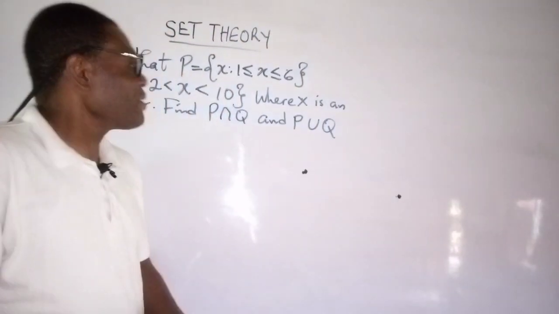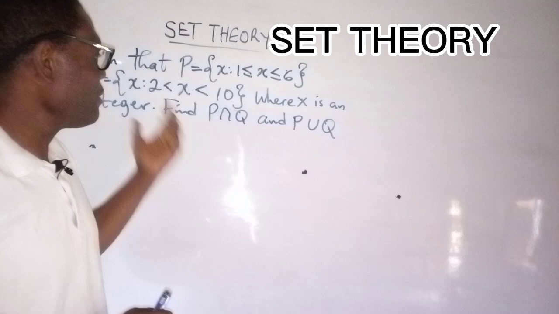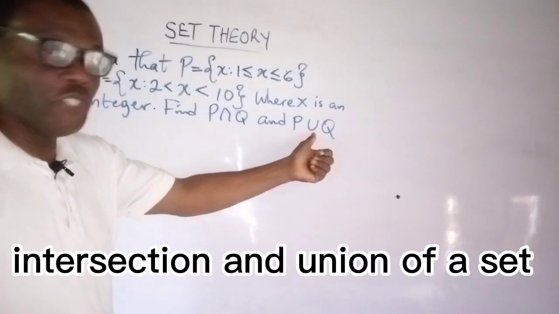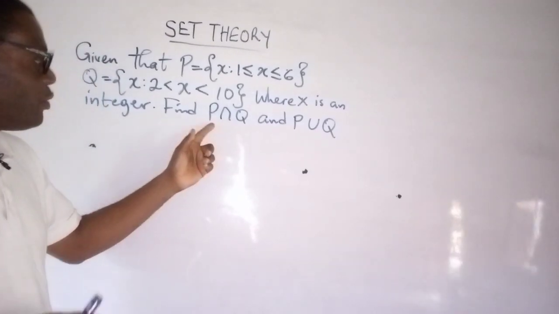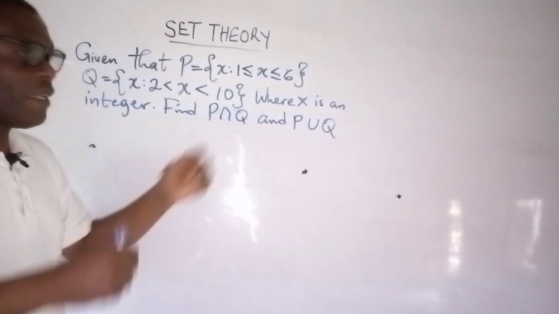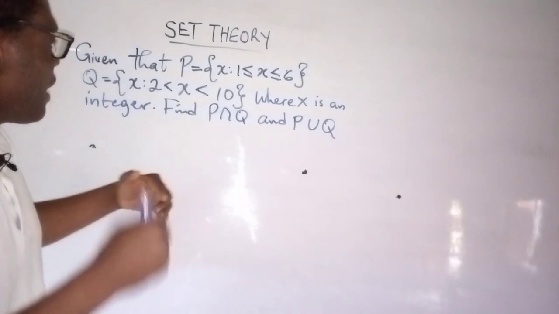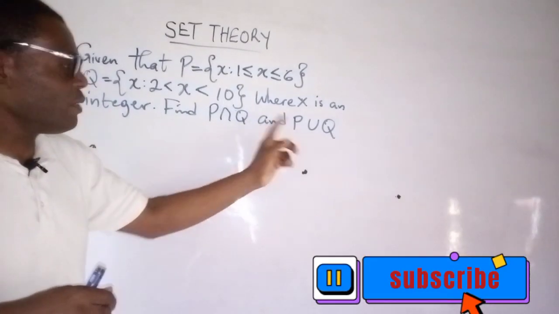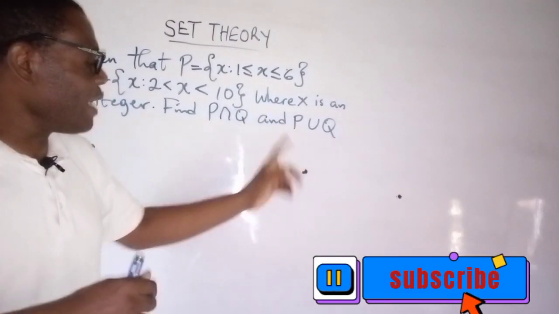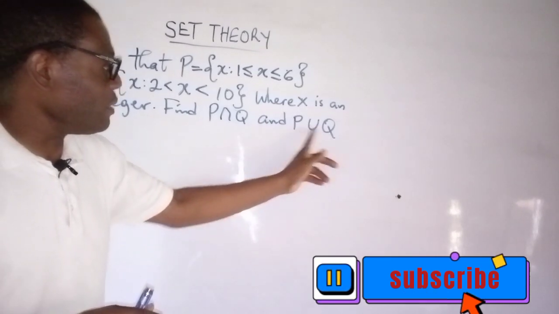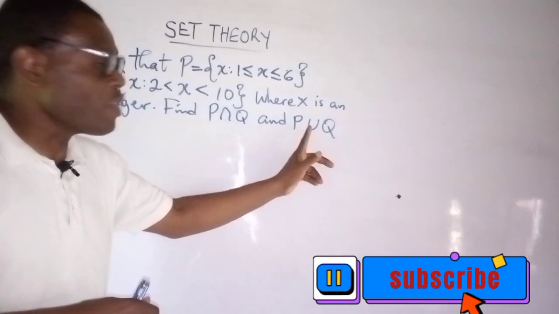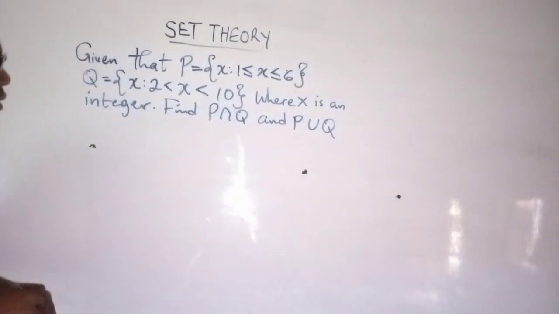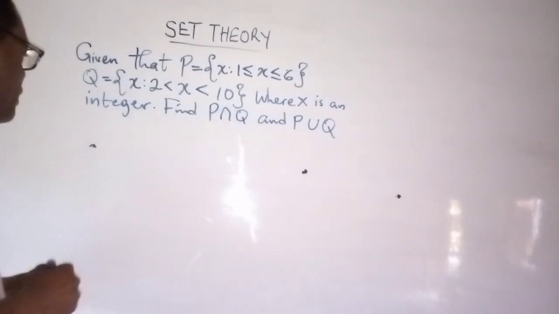I shall be treating this question, the set theorem, and the question is about intersection and union. Of course, we know that the intersection is the values that are common to P and Q, and union is the value that you will pick that represents the two of them, but there will be no repetition. That is just one of the simple ways of defining a union of a set and intersection of a set.